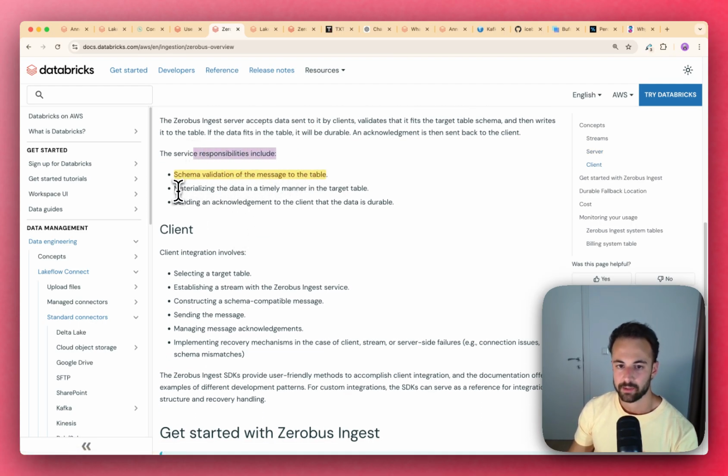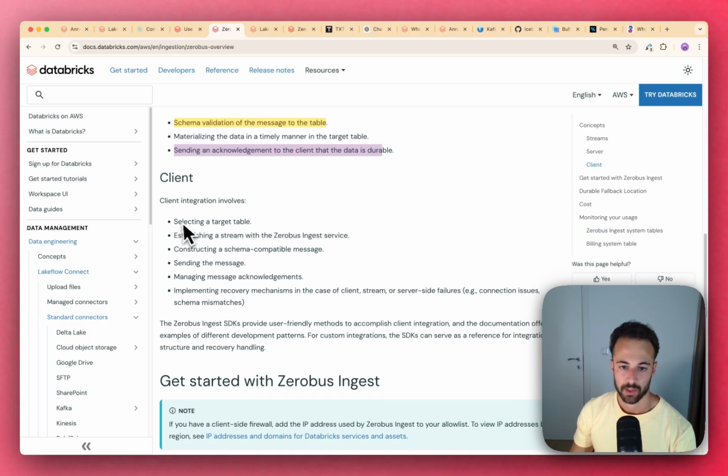They support it. Then the server materializes the data in a timely manner. It sends acknowledgement to the client that the data is durable. Sure. The client selects a target table, establishes a stream, constructs a schema compatible message, of course, sends it, manages the acknowledgement, and has some recovery in terms of, if something fails.